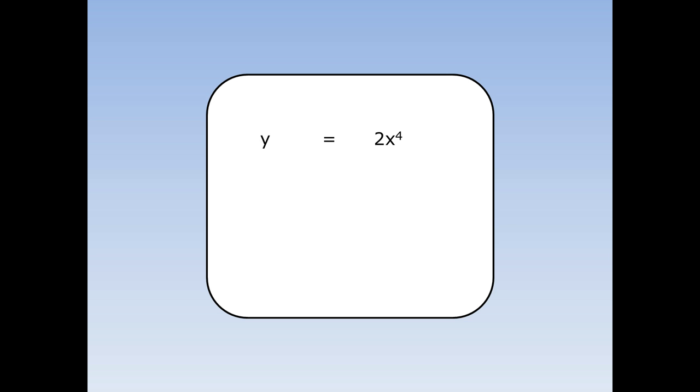Y equals 2x to the power 4. When we differentiate, the 4 drops down the front and multiplies, and 4 take away 1 is 3. 4 times 2 is 8, so the gradient dy by dx equals 8x cubed. Y equals 3x to the power 5. The 5 drops down the front and multiplies, and 5 take away 1 is 4. 5 times 3 is 15, so the gradient dy by dx is 15x to the power 4.